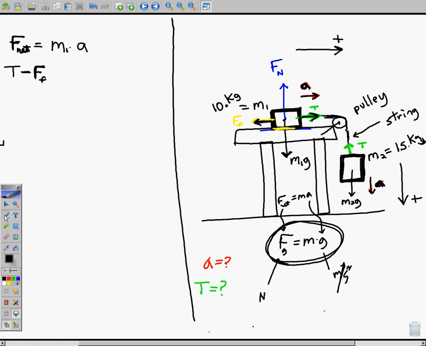So if T minus the force of friction equals F net, can we say that T minus the force of friction equals the mass times acceleration? Exactly. So it would be T equals m1, but what was m1? 10 kilograms times the acceleration. But remember, in this problem, there is no force of friction. There is no force of friction, so guess what's going to happen right here?